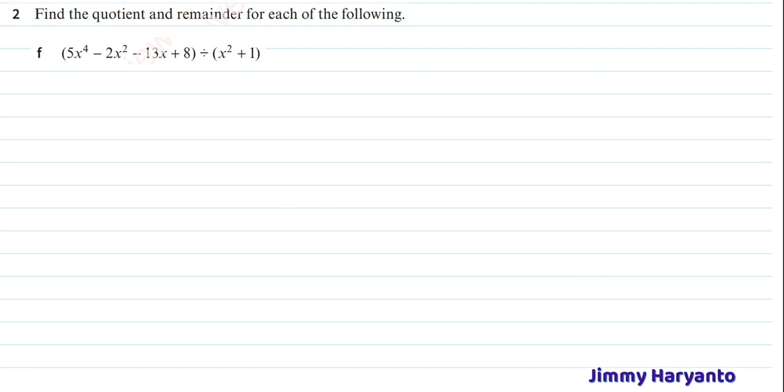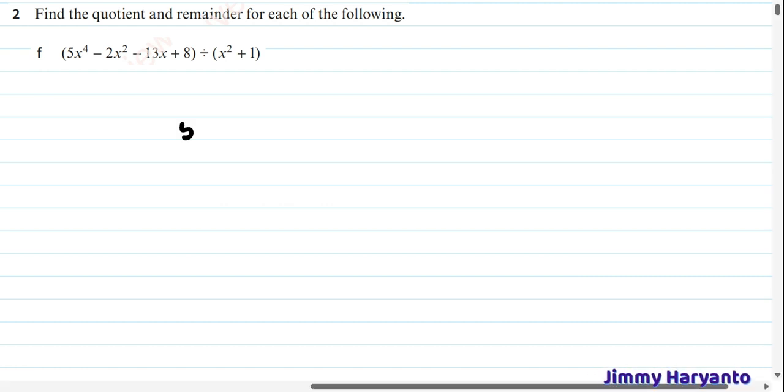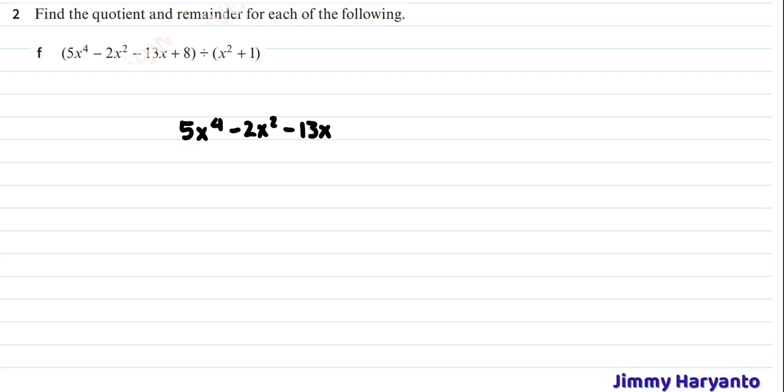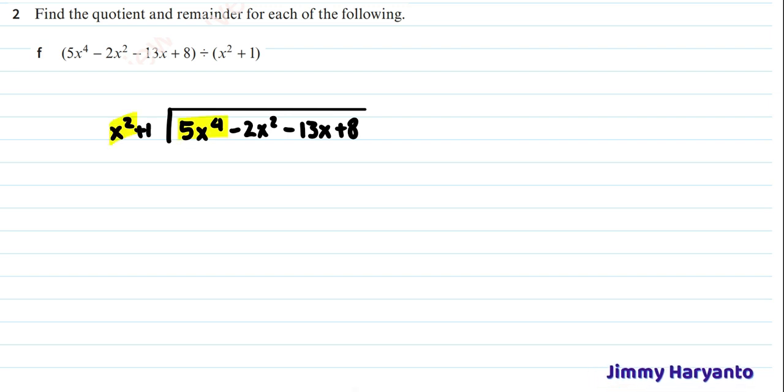And then question F, the divisor is x squared. That means I will use the long division. 2x squared minus 13x and then plus 8 divided by x squared plus 1. Okay, so first let's take a look at 5x to the power of 4 and x squared. You have to divide them.